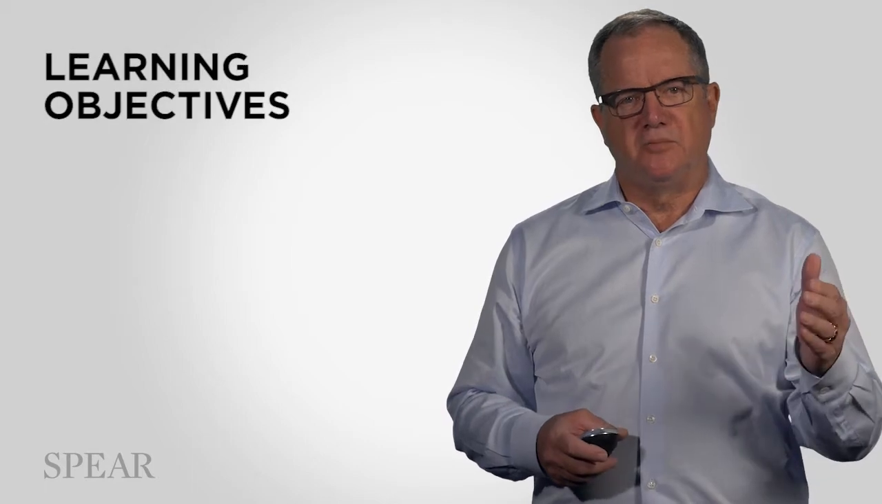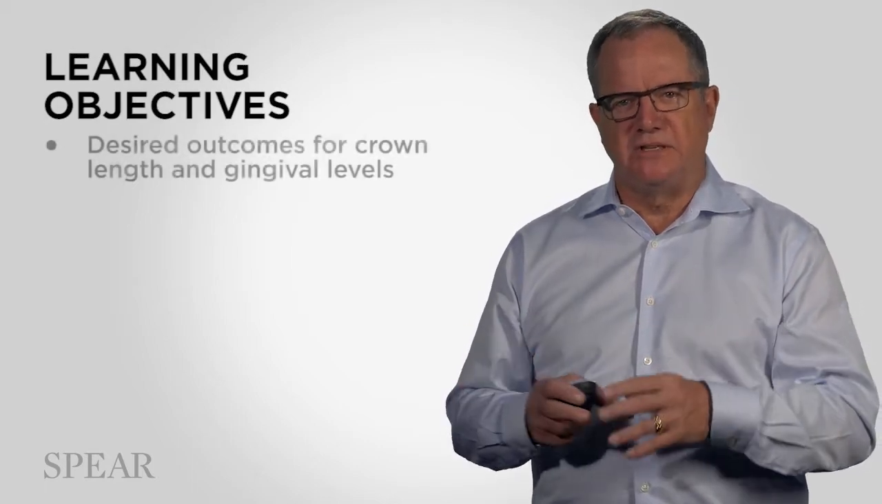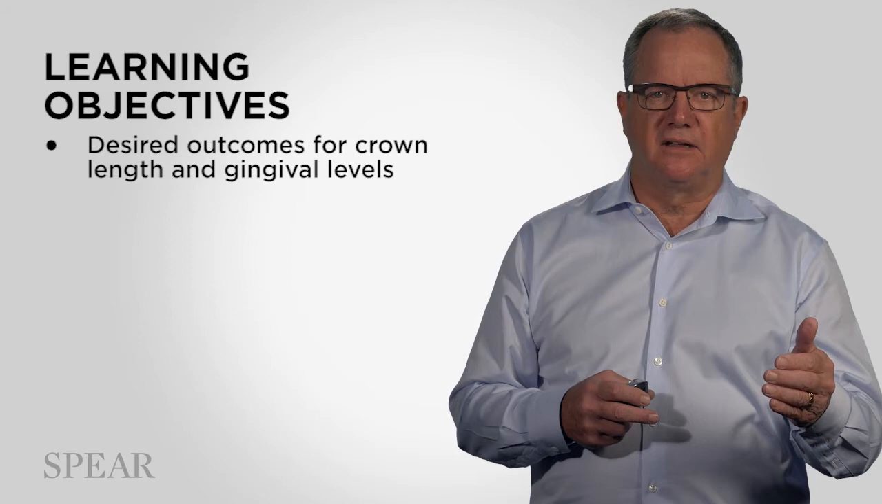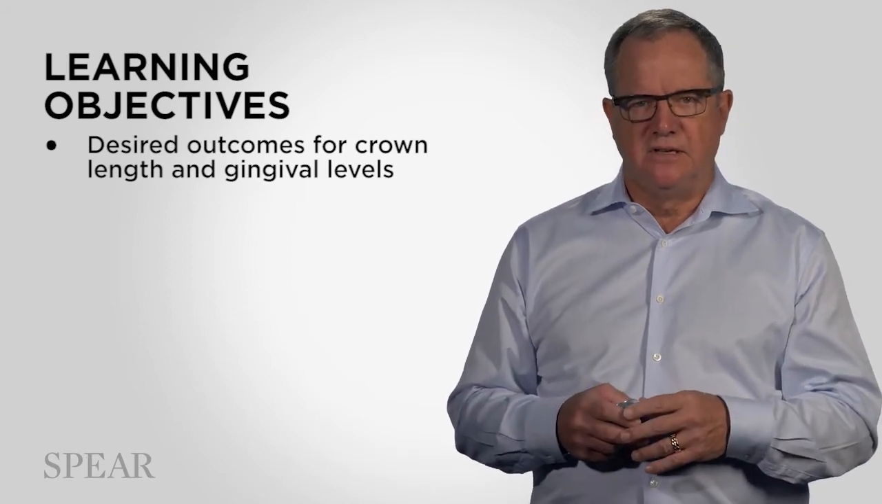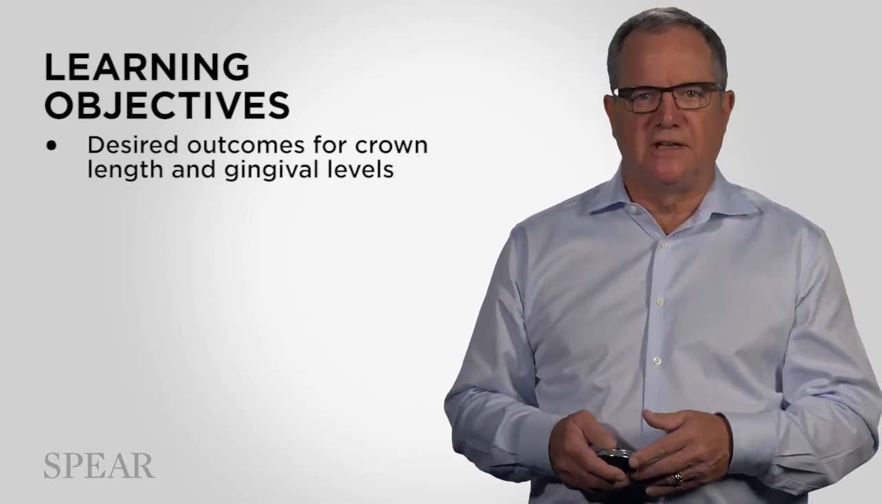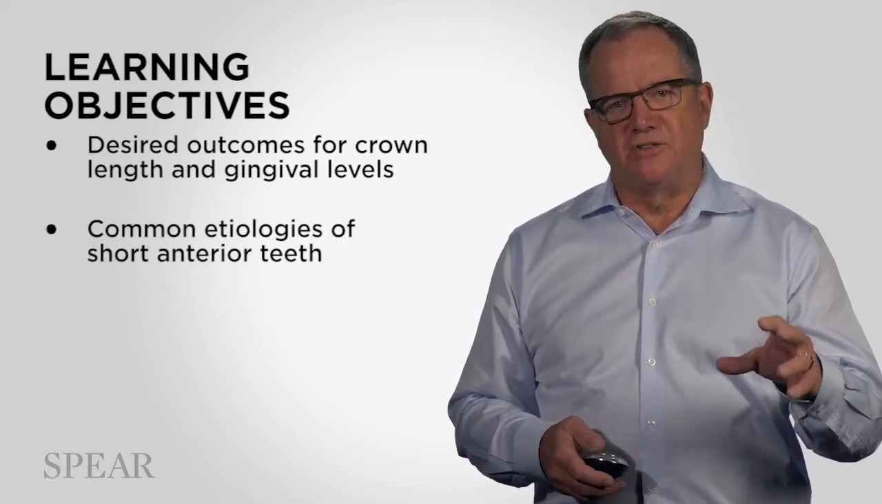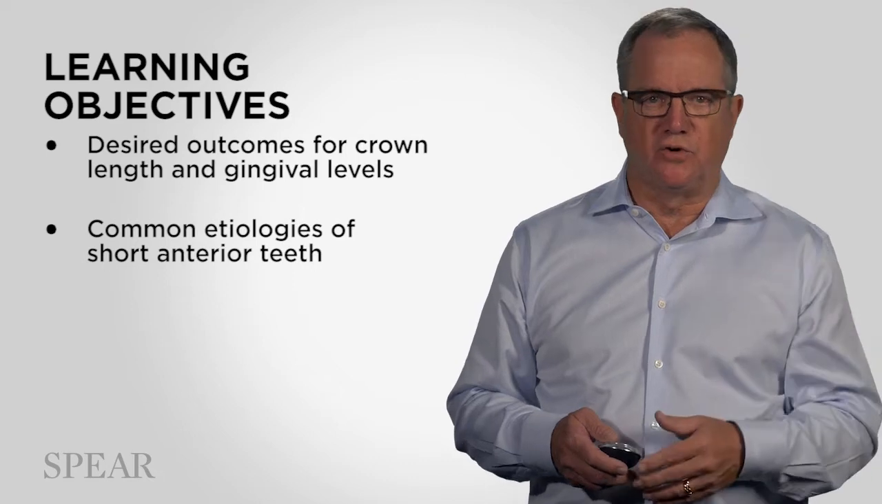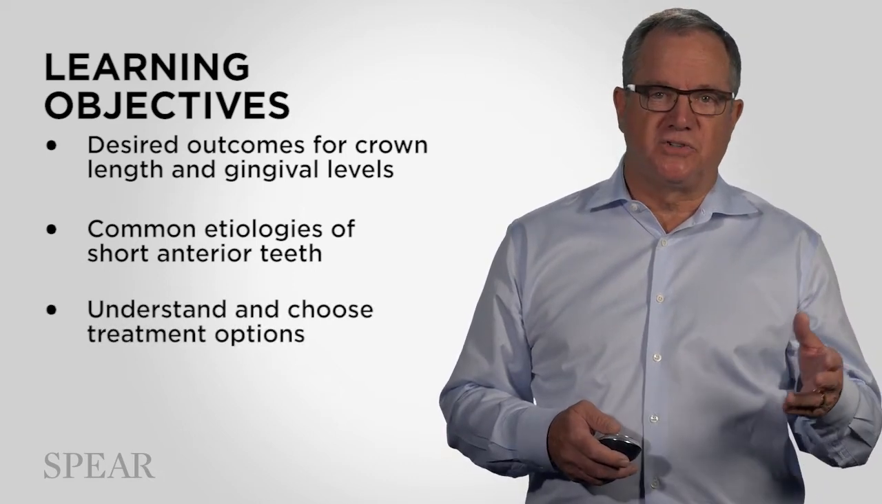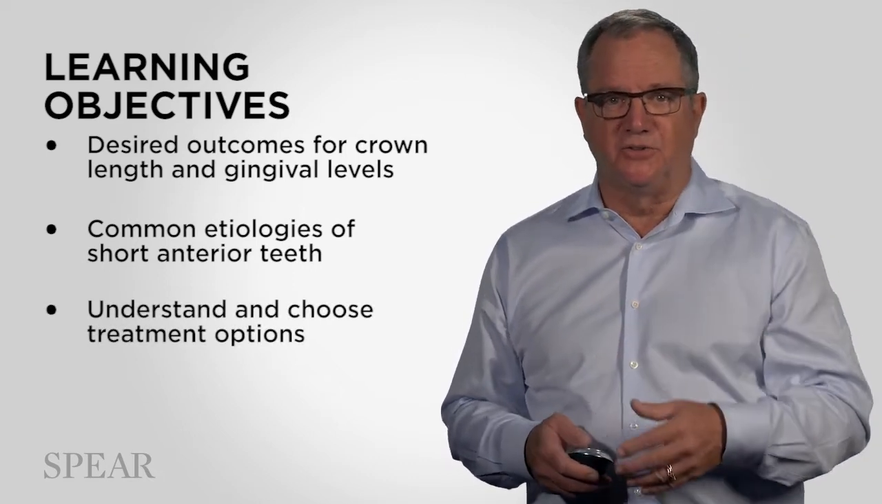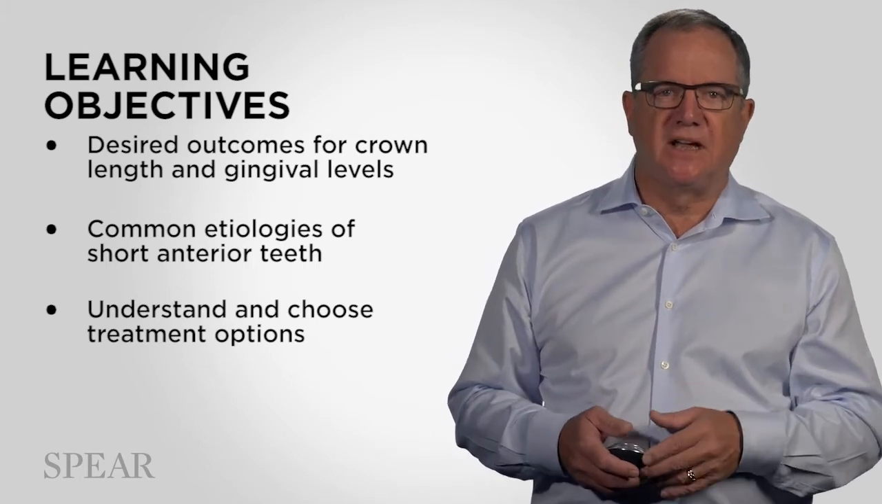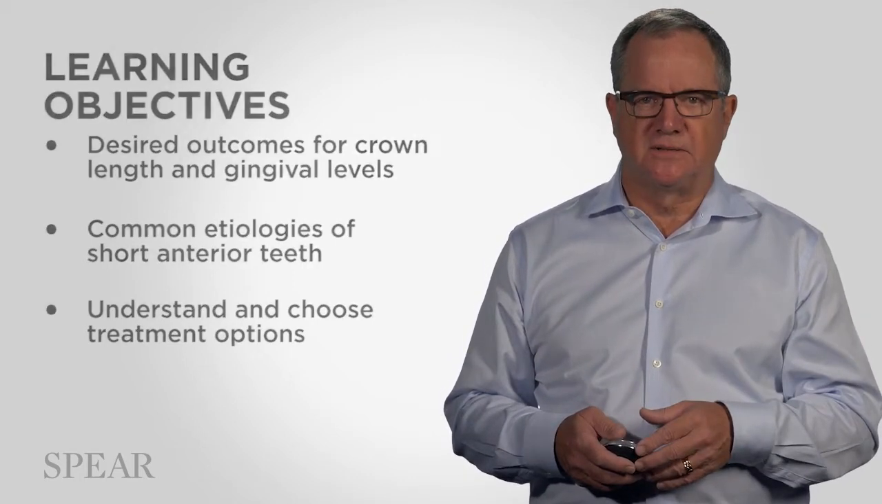As a start, what I'd like to do is talk about what my objectives are in creating this module for you. And the first one is to help you understand the outcomes that we typically desire in terms of crown length and also gingival levels, which are really responsible for the overall length of the anterior teeth. We also want to talk about what are the common etiologies that produce a shorter than normal crown, what treatment options exist to lengthen the tooth, if you will, and how would you decide between those different treatment options.